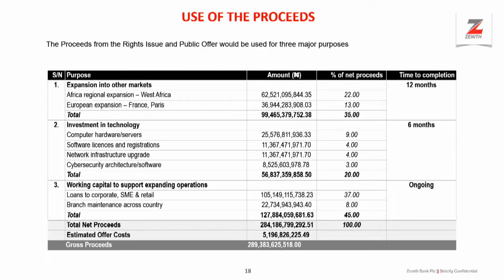For the use of the proceeds, Zenith Bank has a track record of applying their proceeds and utilization of such proceeds very effectively. 35% of the proceeds is going to be used for the strategic expansion, increasing our footprints in Africa and other parts of the world, while 20% will be used to enhance our IT infrastructure and digital capabilities. The remaining 45% is going to be used for the working capital to support the real sector of the economy with the focus on SME and retail segments of the business.